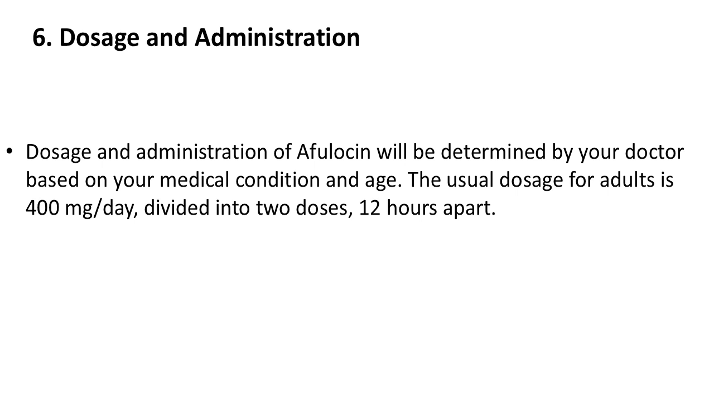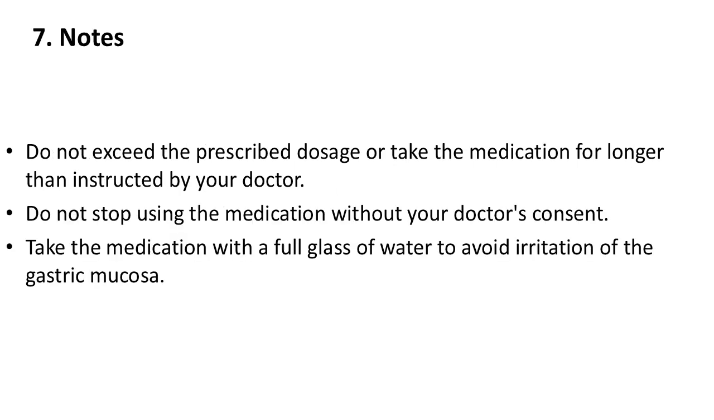6. Dosage and administration. Dosage and administration of Afulocin will be determined by your doctor based on your medical condition and age. The usual dosage for adults is 400 mg, divided into 2 doses, 12 hours apart. 7. Notes. Do not exceed the prescribed dosage or take the medication for longer than instructed by your doctor. Do not stop using the medication without your doctor's consent. Take the medication with a full glass of water to avoid irritation of the gastric mucosa.